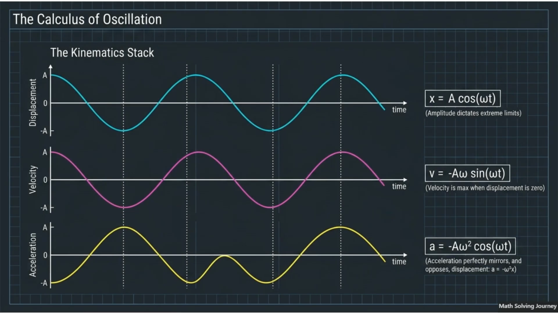The calculus of oscillation relates displacement, velocity, and acceleration. Displacement, x, is a cosine function. Velocity, v, is the derivative of displacement and is a negative sine function. Acceleration, a, is the derivative of velocity and is a negative cosine function, perfectly mirroring and opposing displacement.